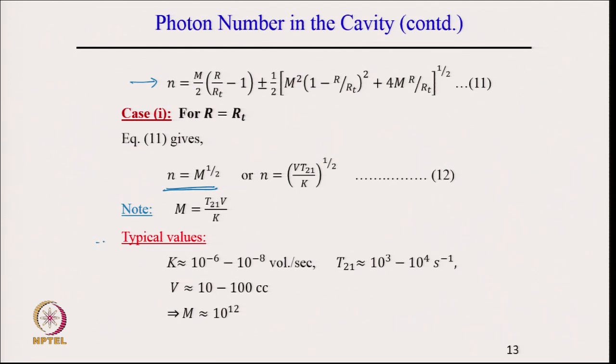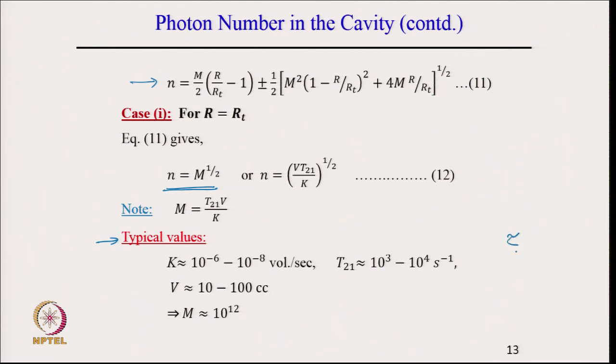The typical values, let us put some typical values. K is in this region; if we substitute typical numbers in the expression for k, we will get k as 10 power minus 6 to 10 power minus 8 volume per cc. I have used volume in terms of cubic centimeter everywhere, and T21 is 1 over lifetime.